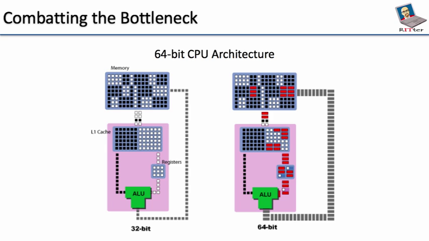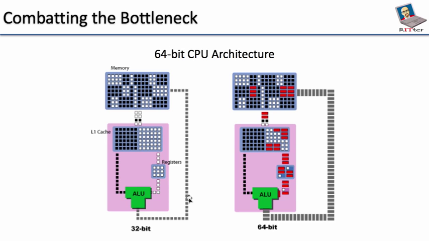We've also moved into 64-bit CPU architectures as a way of combating the bottleneck. So you can see here in the diagram the 32-bit architecture running the bus between the arithmetic logic unit on the CPU and to memory. 32-bit effectively means along that data pathway you can have 32 bits of data running simultaneously side by side in effect at the same time.